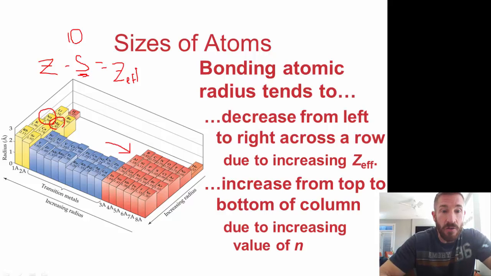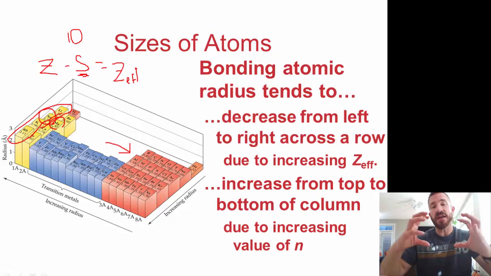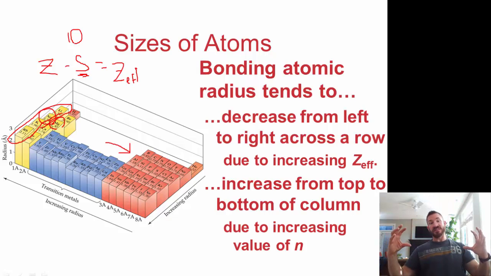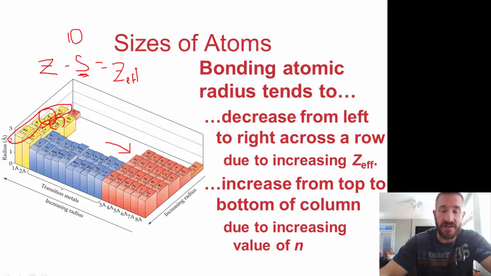When you look at a column, notice there's a big increase in radius as you go down. The reason for that is you're basically adding new orbitals. So if you look at hydrogen, hydrogen would be 1s, and then lithium would be 2s, and then we have 3s, and then we have 4s, and we have 5s. So each time you add another orbital, that consecutive orbital is going to be further away from the nucleus, and so it makes the next atom bigger.